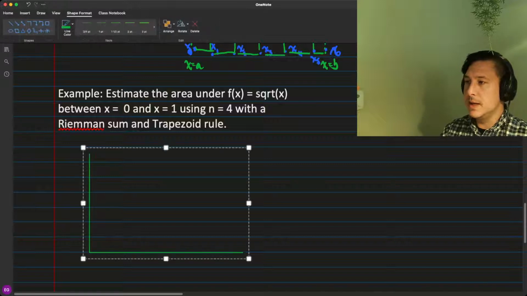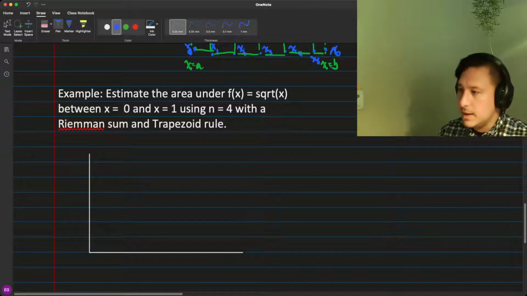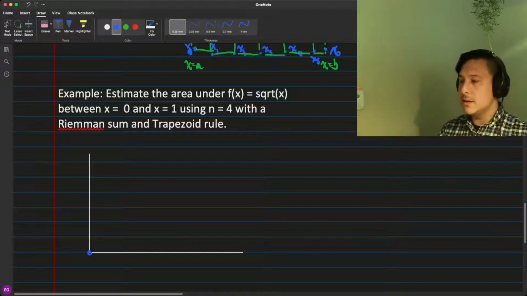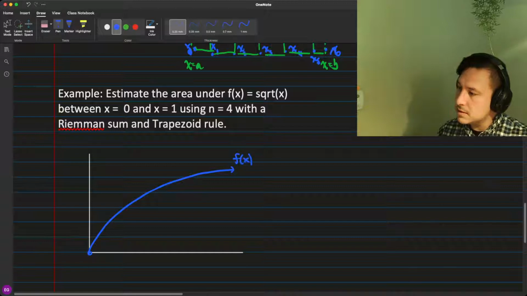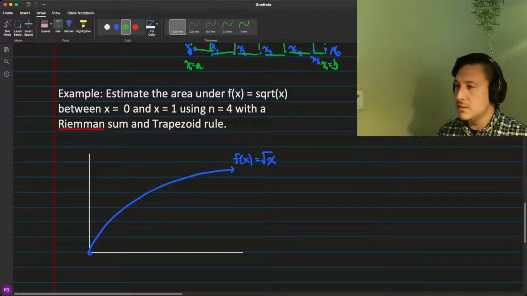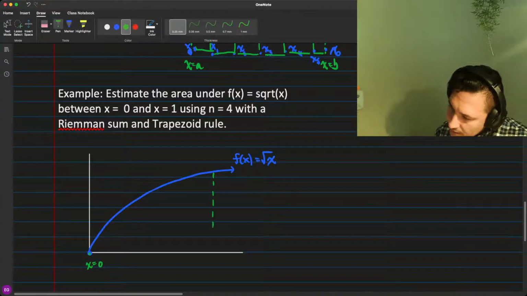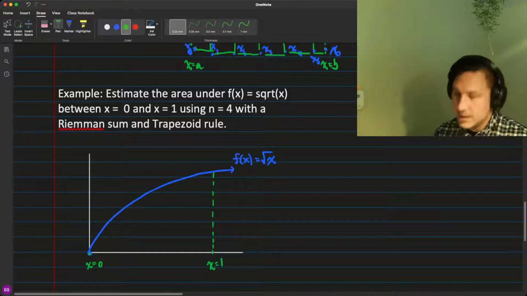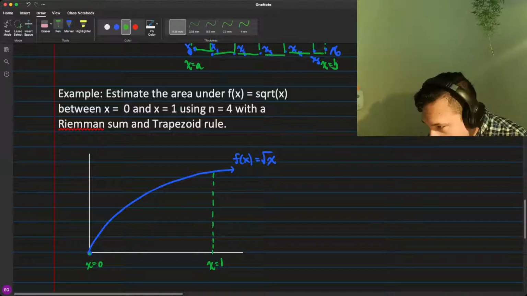Okay, so here's my x and y axis. Let's change that to white. Okay, and now we're dealing with square root of x. So square root of x looks something like this. And we're interested in going from x equals 0, which is right here, all the way over to x equals 1. Okay, and we're going to split it up into 4 parts.